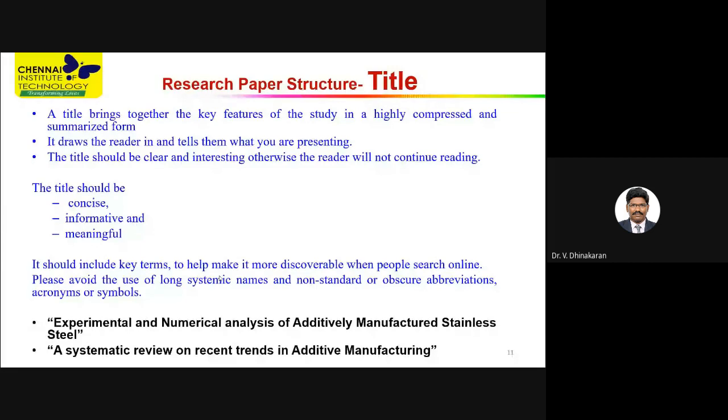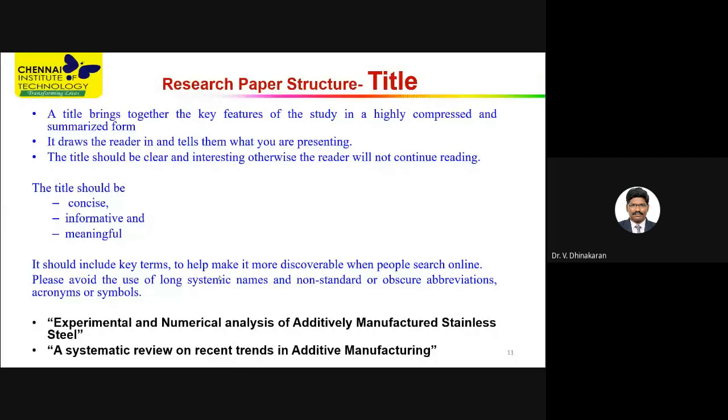Okay. Then, for example, some titles I have given here: experimental and numerical analysis of additive manufactured stainless steel. Okay. So it is clearly explained. He has chosen stainless steel as the candidate material for his research work, and he has used additive manufacturing as a method to process the material, and he has used experimental work and numerical analysis procedures to validate the work.